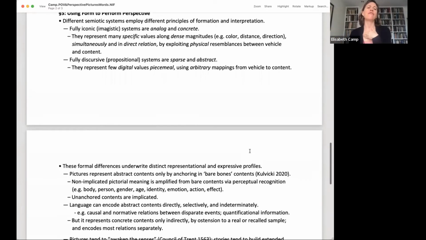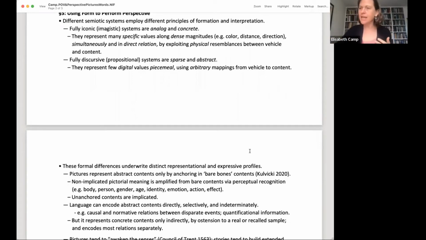At the other extreme, fully discursive or propositional systems are sparse and abstract. They represent just a few values, which are digital: they lump together many variations as counting as of the same kind. There are many, many variations in being a bed that all fall under the extension of the term bed. A sentence only gives you a few of those values. They are presented piecemeal rather than in direct combination, using, in sentences, binary branching tree structure. And the mapping from vehicle to content exploits arbitrary relationships, for instance, convention.